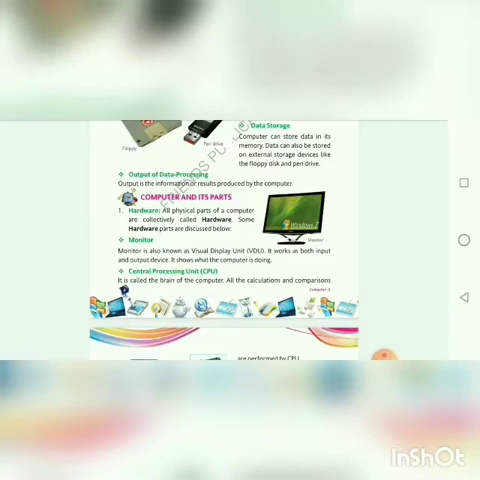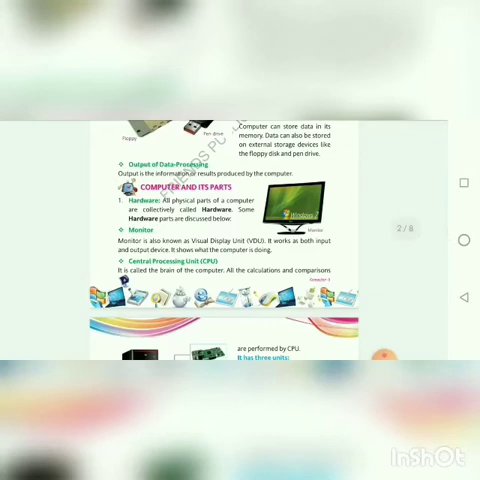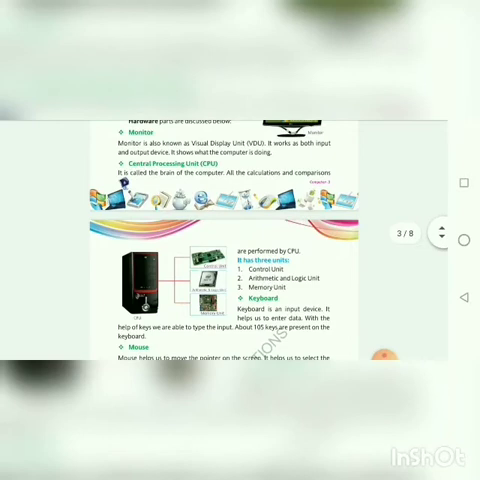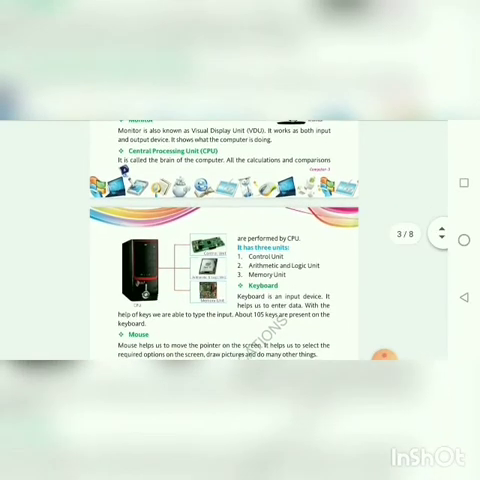Parts of a computer. Monitor. Monitor is also known as VDU. What is the full form of VDU? Visual Display Unit. What is the full form of CPU? Central Processing Unit. CPU is the brain of the computer. What is the brain of the computer? CPU is the brain of the computer.